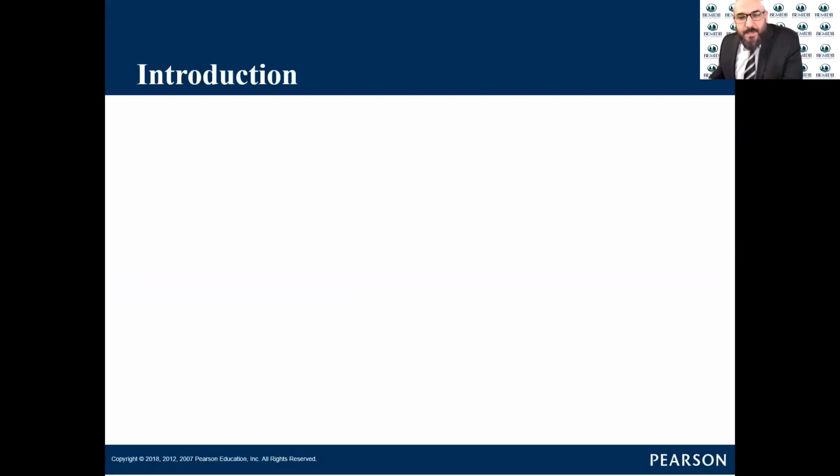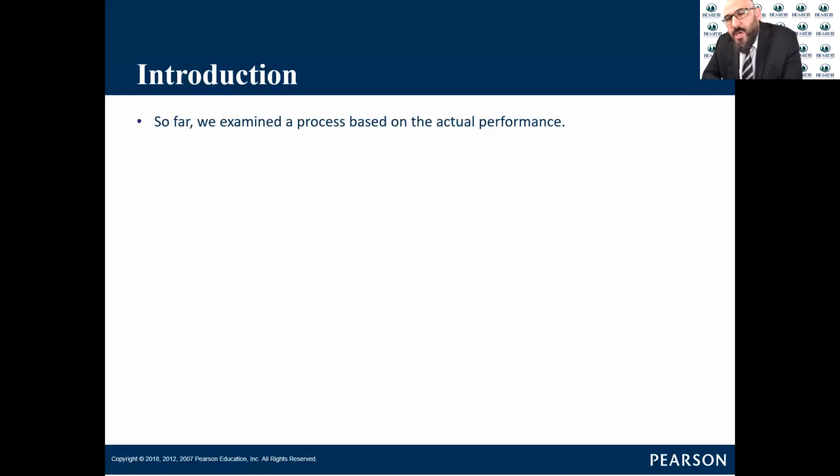Okay, let's take a look into just a brief introduction on what is process capability. What we've done so far, especially in the last chapter, is we looked into the process behavior and we created some control charts that will help us to see if the process is in control or out of control. Now these control charts are based on the actual performance of a process. However, what we need to do in this chapter is examine a process from the customer's perspective.